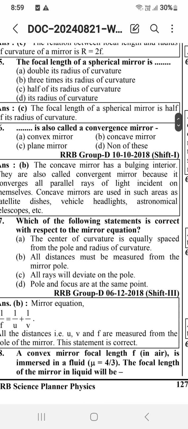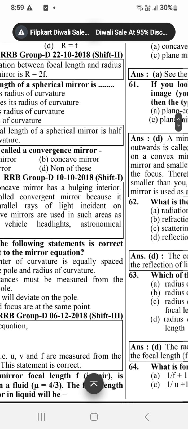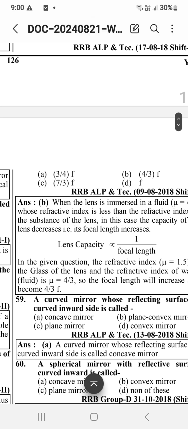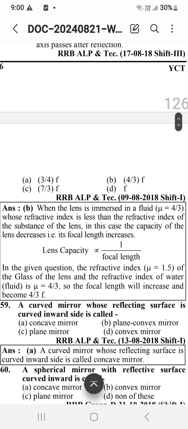A convex mirror of focal length f in air is immersed in a fluid of mu equals 4 by 3. The focal length of the mirror in liquid will be: lens capacity is inversely proportional to focal length, so taking mu as 1.5, the refractive index of water is 4/3, and the focal length will increase and become 4/3 f. So option B is the correct answer.